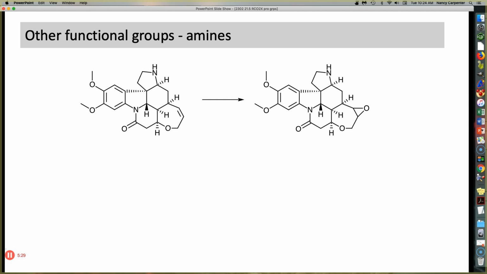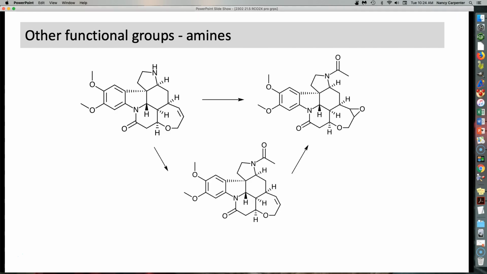So for example, if I want to oxidize that double bond and make this epoxide, well, it turns out I will also oxidize my amine, which I do not want to do, because once you've oxidized your amine to an amine oxide, that's a pain. So you don't want to go there. What do I do? Well, it's basically the same sort of thing.